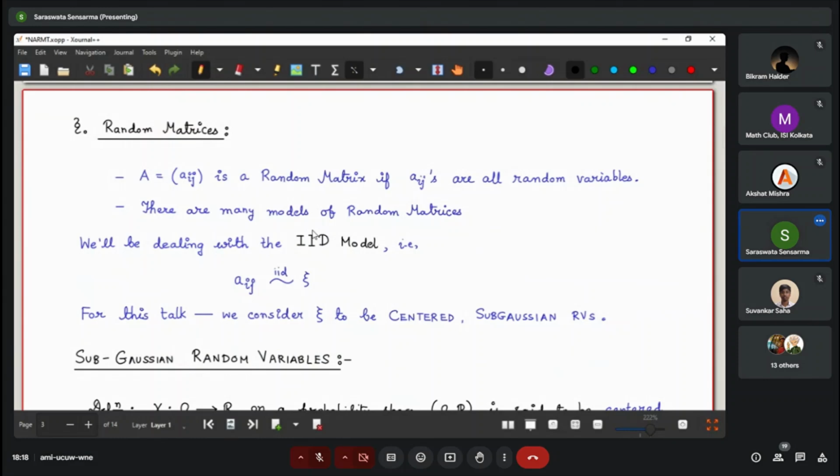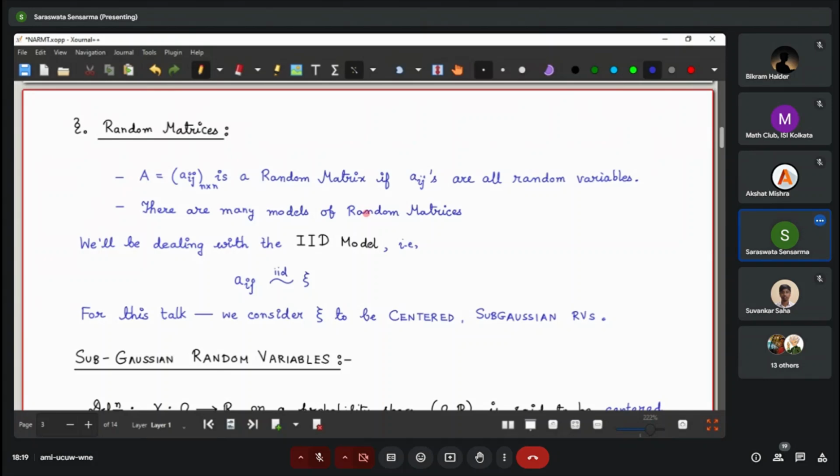So random matrices. A random matrix is basically just a collection of random variables. We are always dealing with square matrices in this talk. It is a collection of random variables a_ij, where the a_ij's are all random variables, not necessarily independent. They can be any random variables, whatever. So there are many models of random matrices which one can ask for. You can say, okay, what if all a_ij's are some distribution? What if they have this kind of dependence, that kind of dependence? But for our purposes, we'll be looking at the IID model of random matrices, which, to me at least, is the simplest.